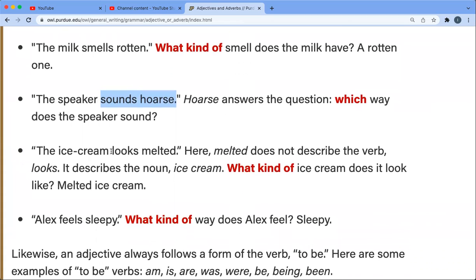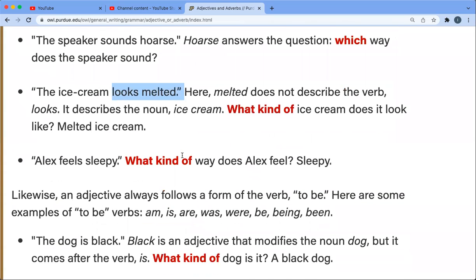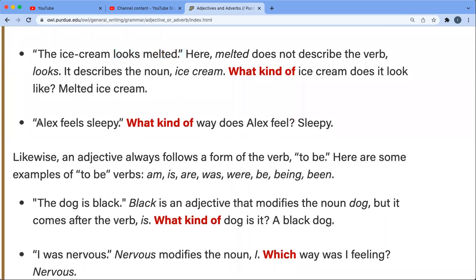The ice cream looks melted. Melted is an adjective, a past participle adjective. And if I say, what kind of ice cream? You can say melted ice cream. Pay attention to the order of the adjectives and adverbs. Without adjectives and adverbs, the good modification and the intensity of the meaning of your sentences would not come across properly. Use them correctly in the proper spots or the steps in your sentences.